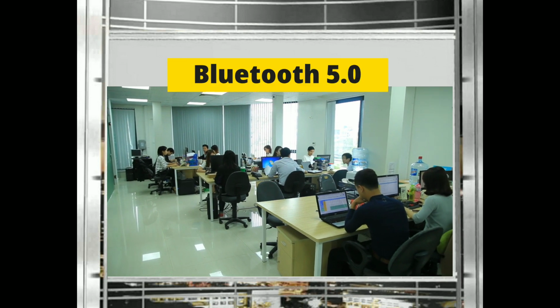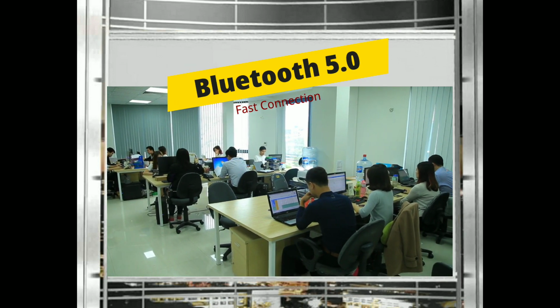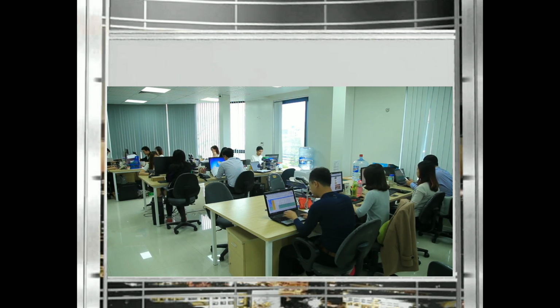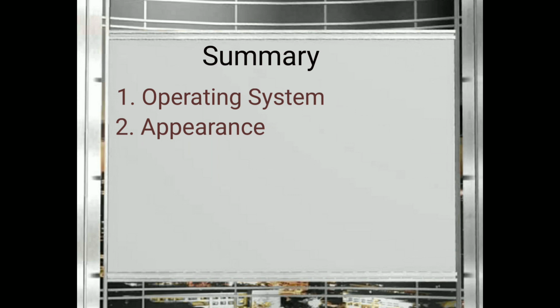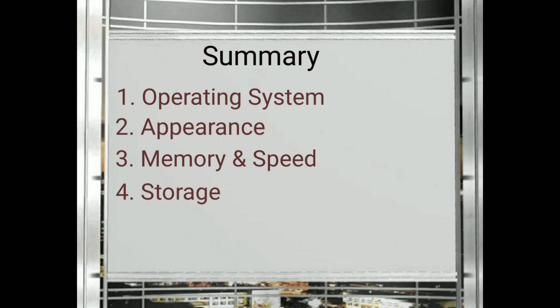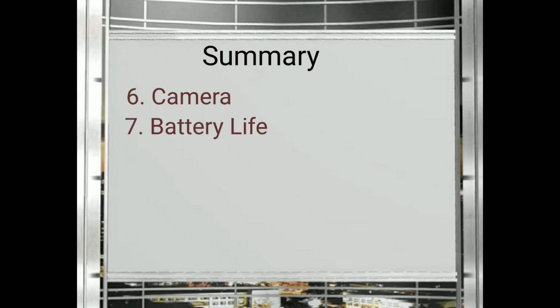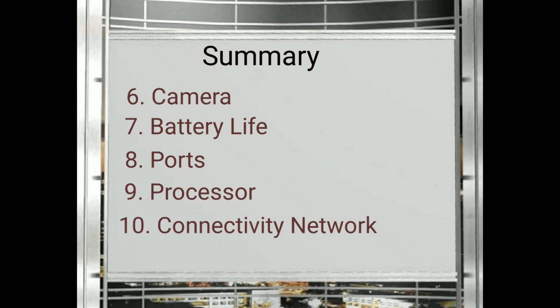As you select your laptop, pick one with Bluetooth 5, the latest Bluetooth standard, which offers better connectivity for your Bluetooth-enabled devices. So, in summary, what are the 10 things that you need to check as you buy a new laptop? 1. Check the operating system. 2. Check the appearance. 3. Check the memory and the speed. Number 4, check the storage. Number 5, check the screen or display. Number 6, check the camera. 7, battery life. 8, check the ports attached to the laptop. Number 9, check the processor. And number 10, check the connectivity devices.